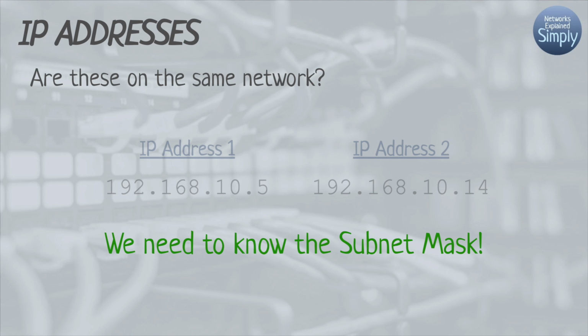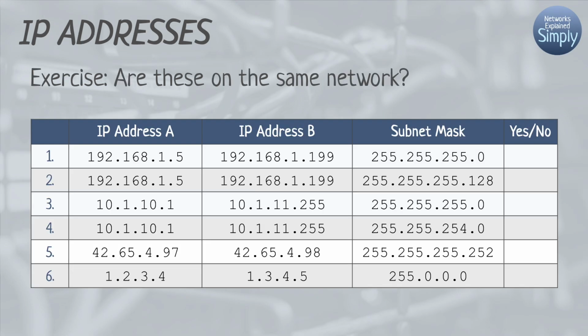To reinforce your understanding, we recommend doing some examples on your own. Here are 6 pairs of IP addresses, each with a subnet mask. Feel free to pause the video here, convert the IPs and masks to binary, and then determine whether or not the 2 IP addresses share the same network bits. When you're ready, return to the video and we'll show you the answers. Are you ready? Here are the answers for our examples.